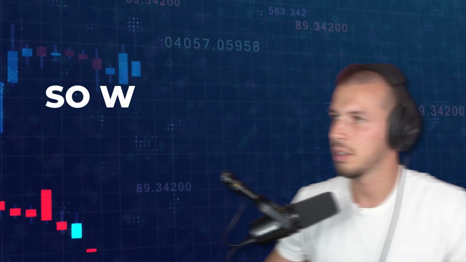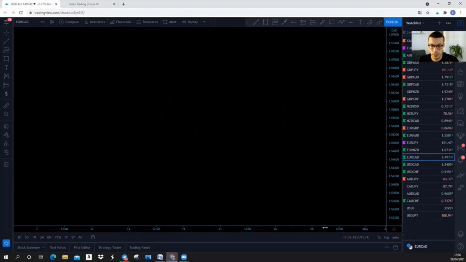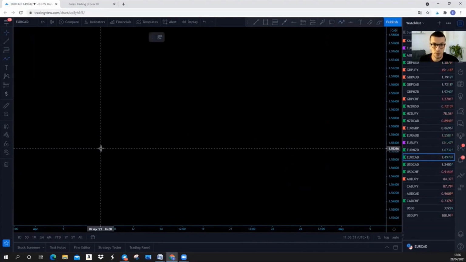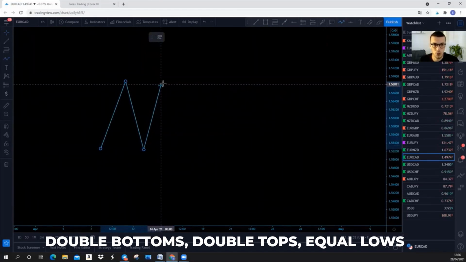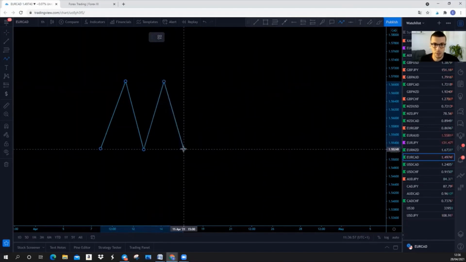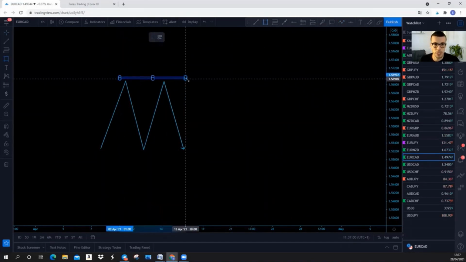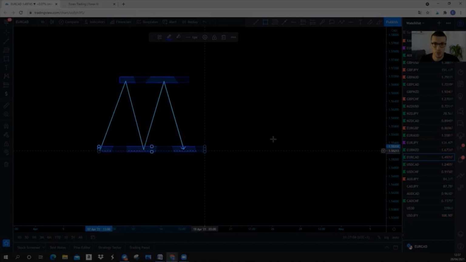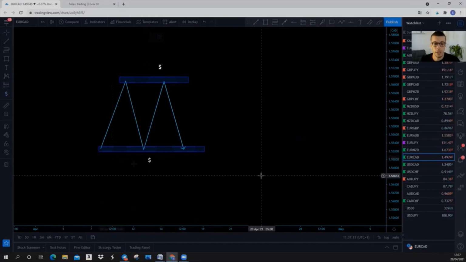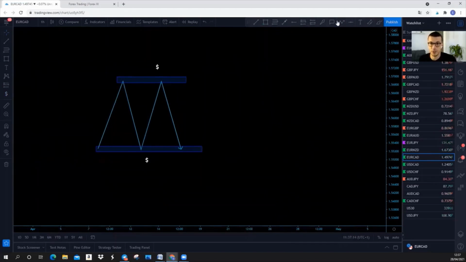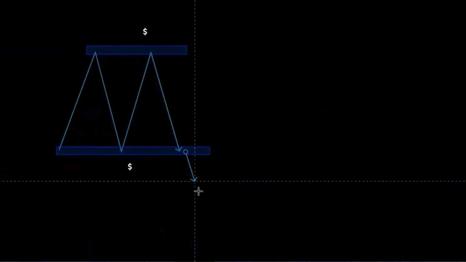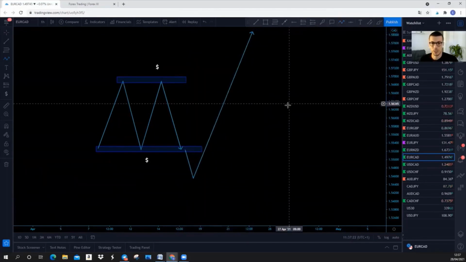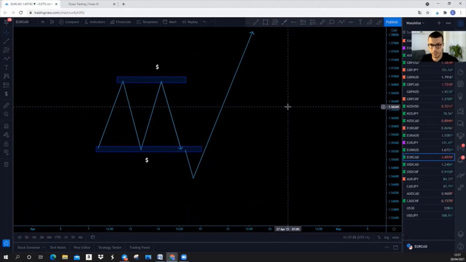So where is liquidity lying? Usually we have to take double bottoms, double tops, equal lows or whatever, and trend lines, and we can see pretty much where liquidity is lying. So above these highs and below these lows, there is probably liquidity right here and liquidity right here. And in order for the market to move, what we will see usually is actually a grab of liquidity in either one direction or the other before taking the real direction. Now, this is a concept that I teach a lot in my course, especially for entries.